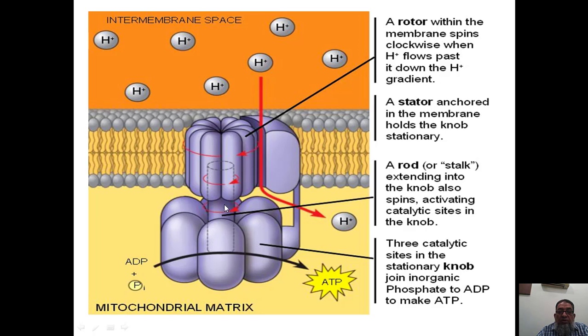So when this knob spins, the rotor below spins clockwise from above and moves the rod, and it will release the 3 sites of the catalytic activity, that is, the ATP synthesis enzyme. So the ADP molecule will join the phosphate molecule to form the ATP. This movement depends solely upon the influx of H ions.